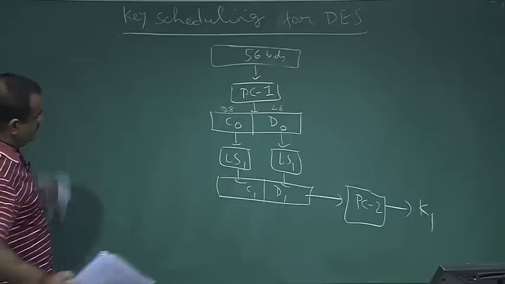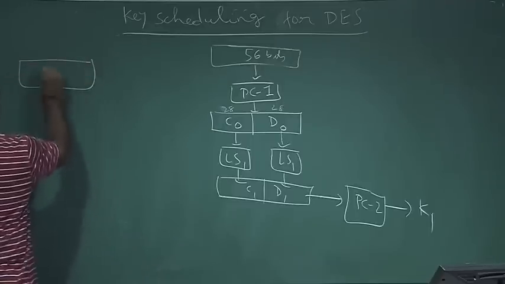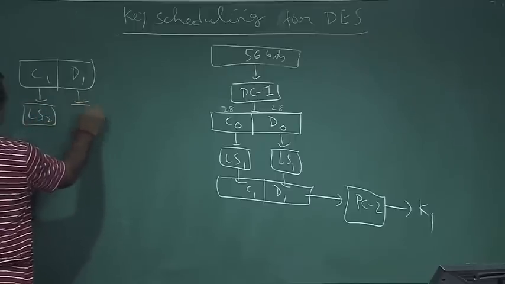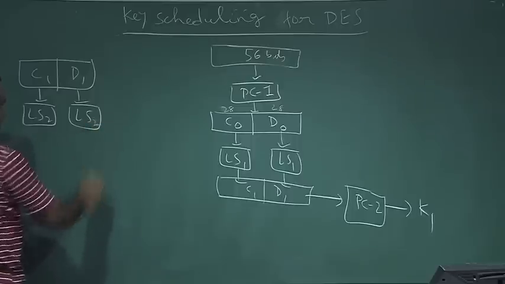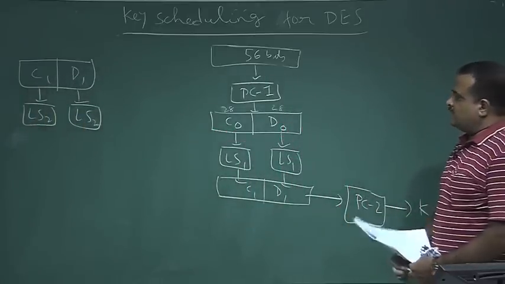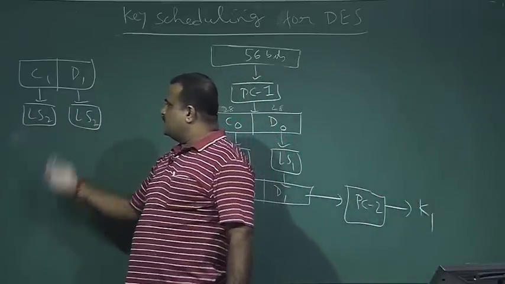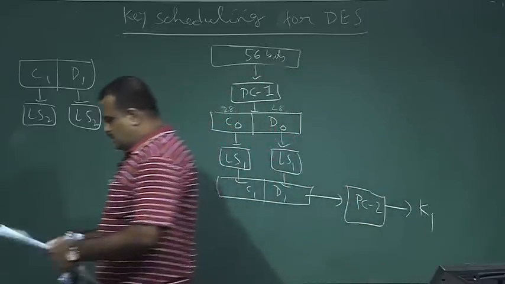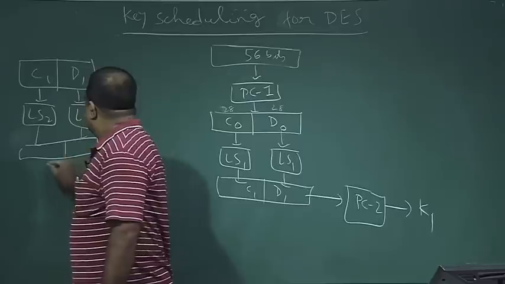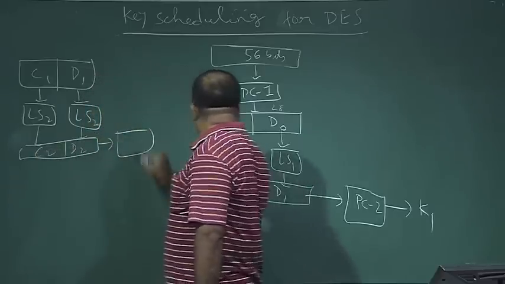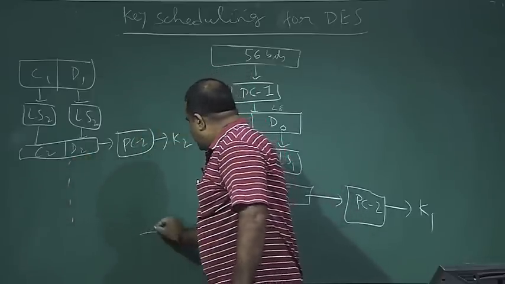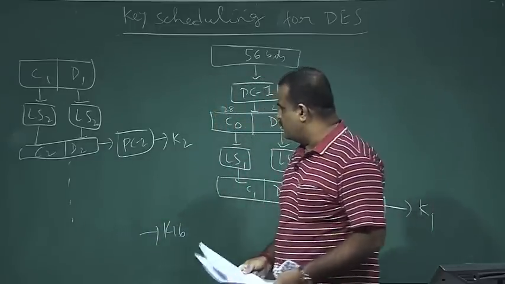And to get K2, what do we do? We have C1 D1. Again we apply the left circular shift, and it is either one time or two times depending on which round key we are looking for. We will come to that. After this we store it into what is called C2 D2, and we apply the same function PC2, and we get K2. Like this we continue, and finally we get K16. We need to have 16 round keys.